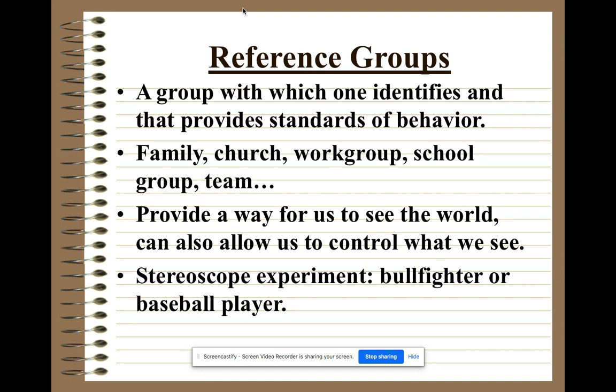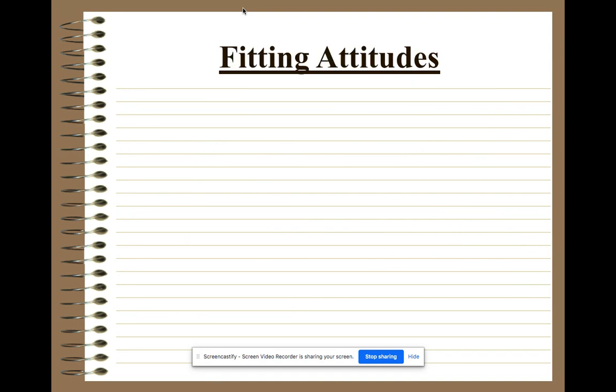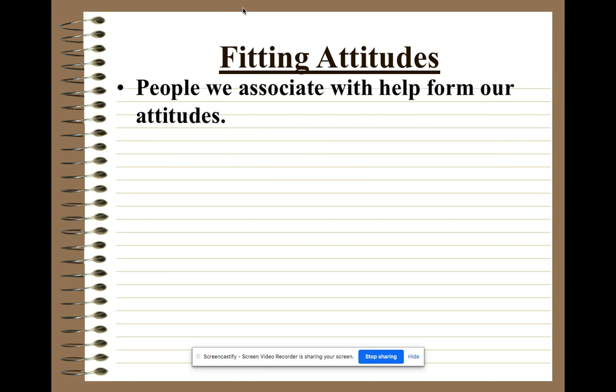They asked kids in the United States what they saw when they held the stereoscope up, and inevitably they saw a baseball player playing baseball. Kids in European countries and in Mexico said that they saw a bullfighter. When asked what the other picture was, oftentimes they couldn't identify what they were looking at. Obviously, we will fit our attitudes to groups that we belong to, whether we understand the group or not. It helps us associate with other people. It helps us form our attitudes.